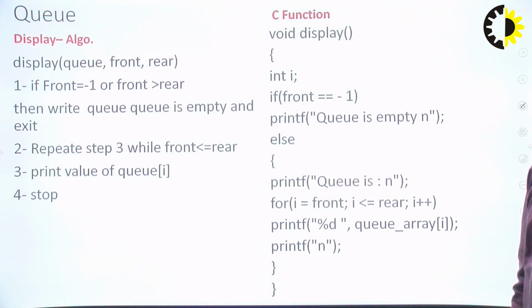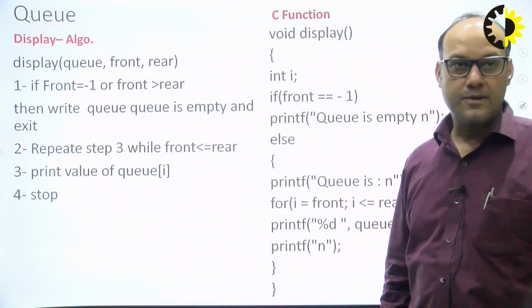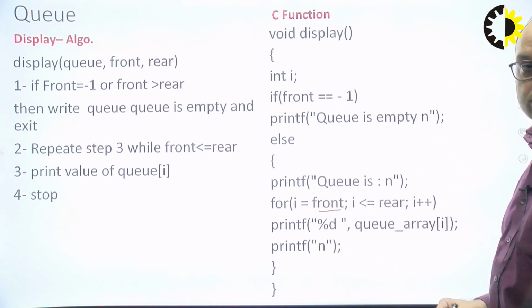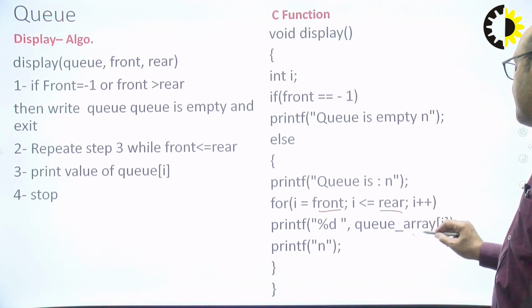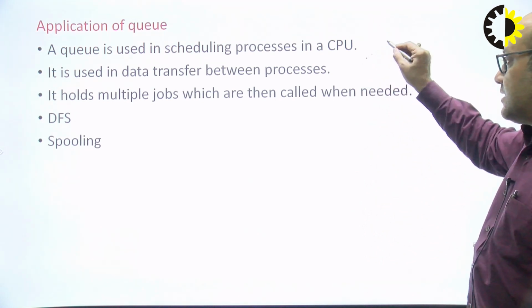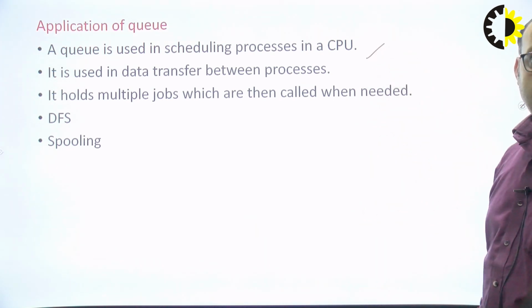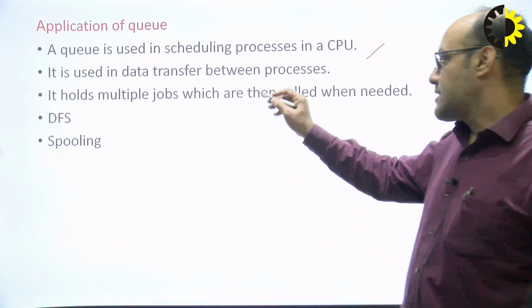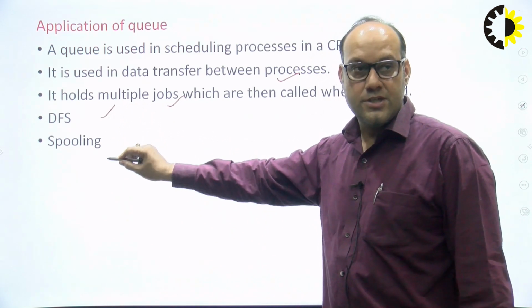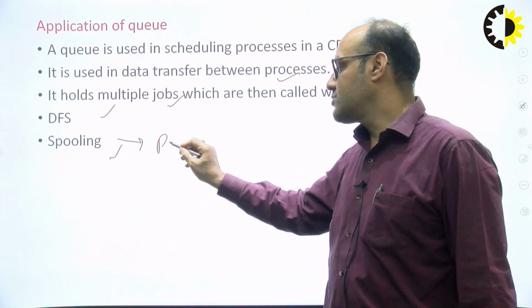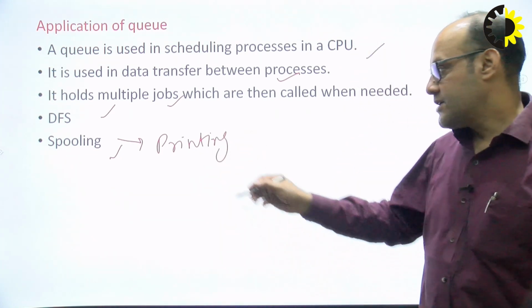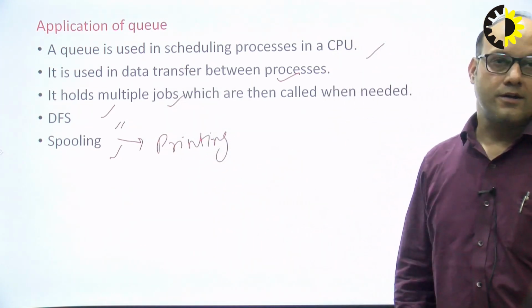Okay students, so this is the display function where we have to display the elements. This is called traversing. In the same fashion, we will execute the for loop from front to rear, and one by one we are going to print the elements. Okay, these are the applications: scheduling process in CPU, operating system, data transfer between processes, multiple jobs will be handled, DFS, depth first search, spooling. Spooling means in the case of jobs in printing, when the printer prints the jobs, that spooling is done. So this is the application of queue.